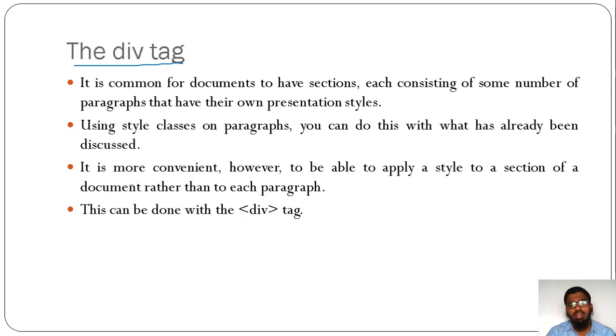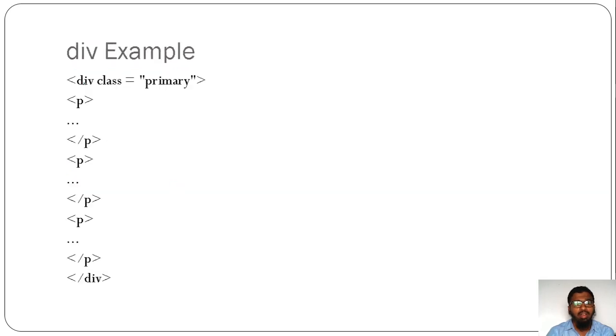In the div tag, if you write a number of paragraphs, no problem, you have no need to give the style to each paragraph. If you give the style only to the div, then that will be applied to all paragraphs. Example, div class primary. I have written the CSS code for primary only, and I am using so many paragraphs. So this primary cascading style sheet can be used for all paragraphs. Automatically it will apply. No need to mention the style for each one.